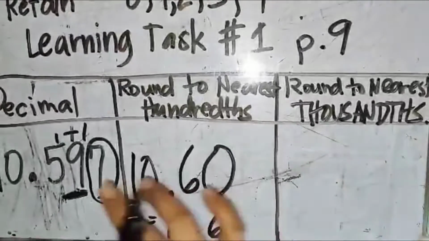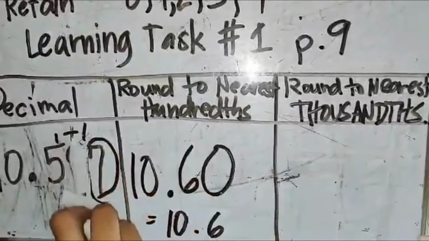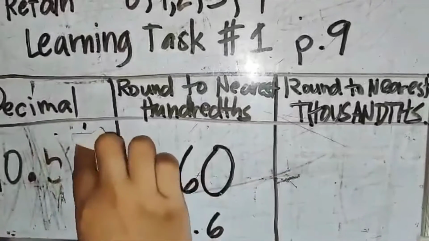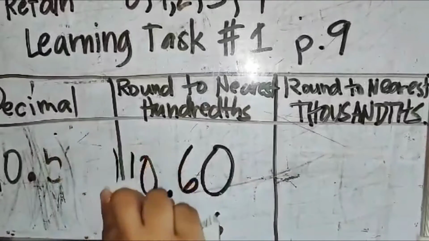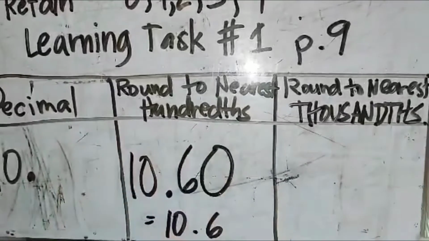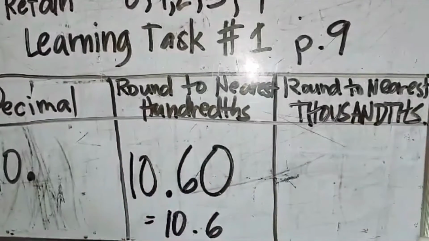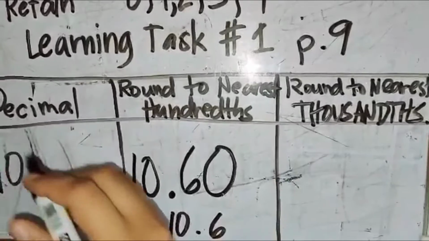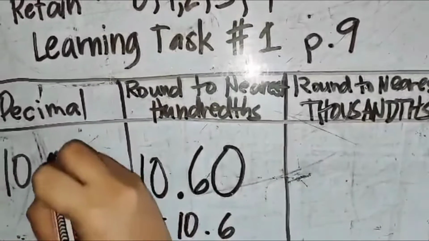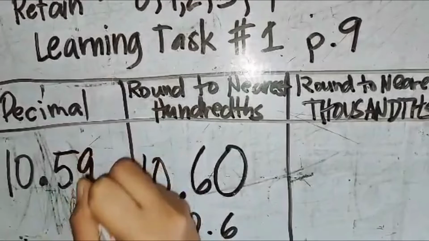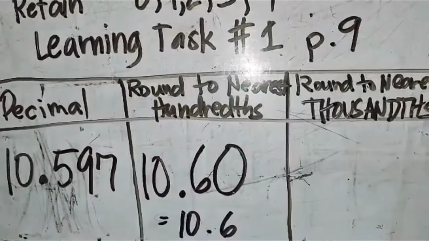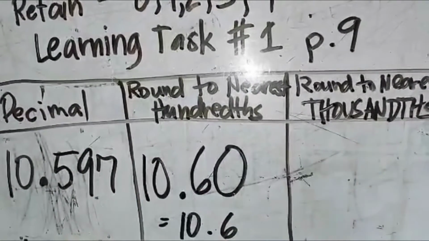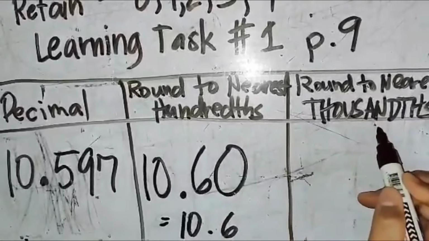Okay, next. Pahiin naman natin, kasi tayo ay nasa nearest thousandths na. You can use scratch paper here ha, although kasi sa answer sheet naman kayo magsasagot. So, scratch paper na lang kayo mag-solve. Okay, still the same given. 10 and 597 thousandths.